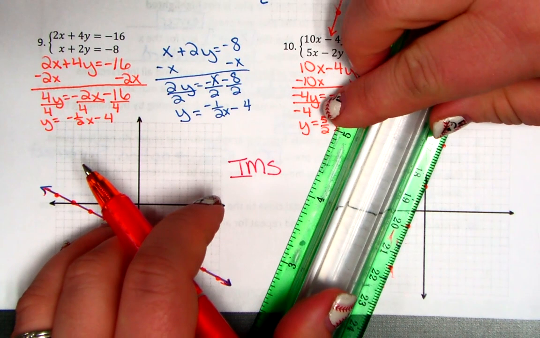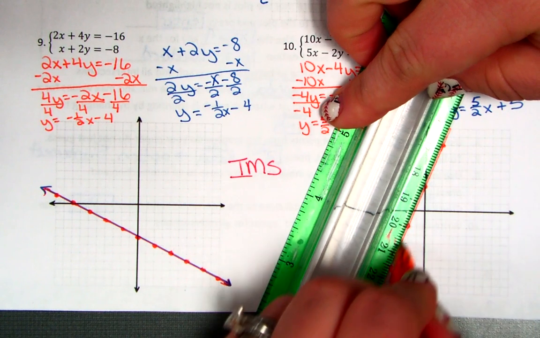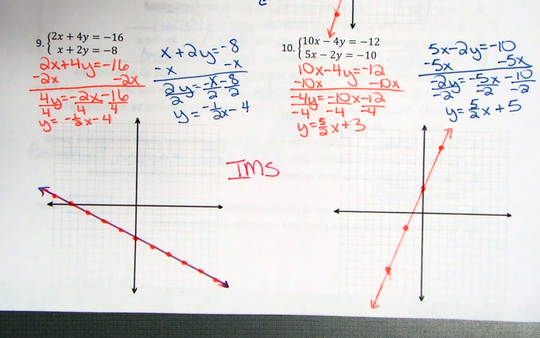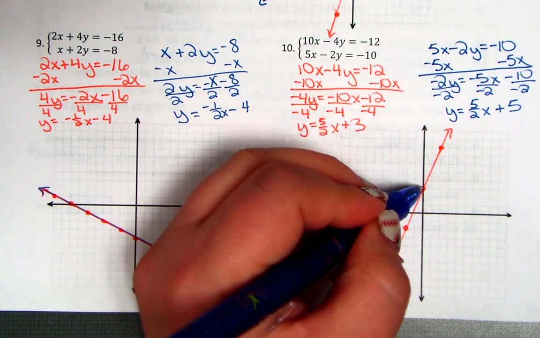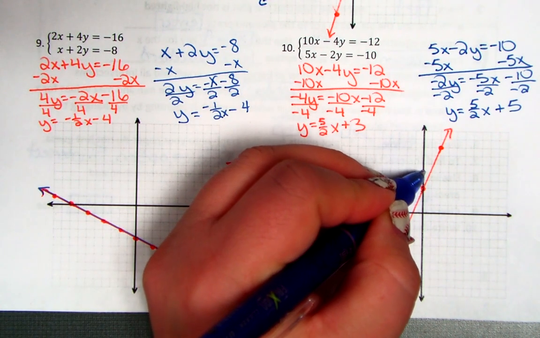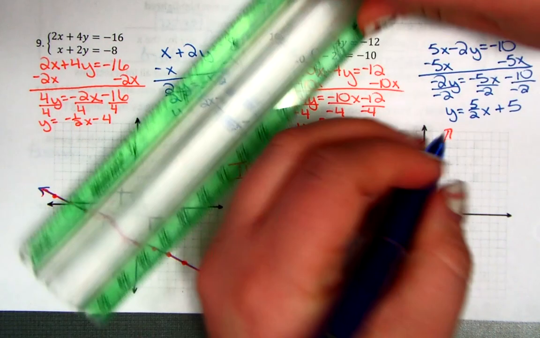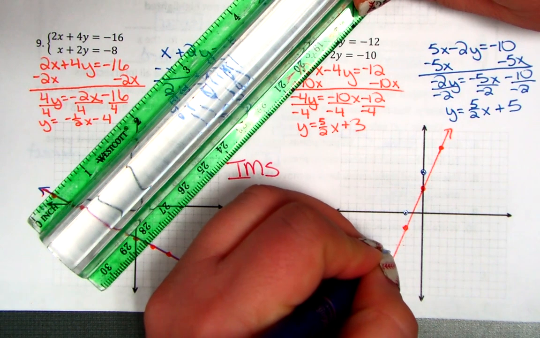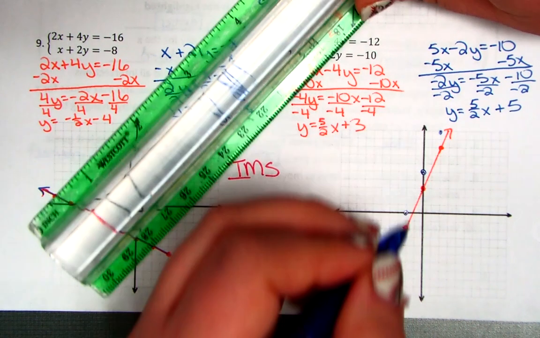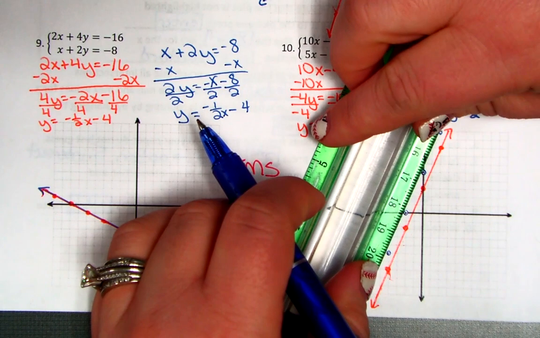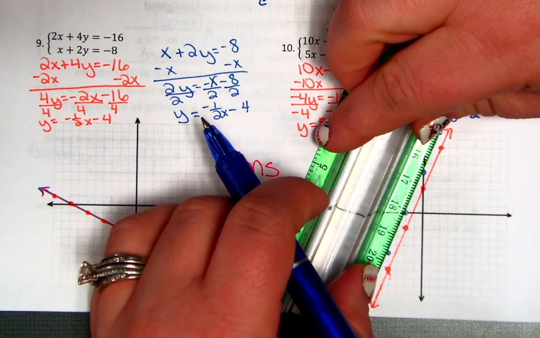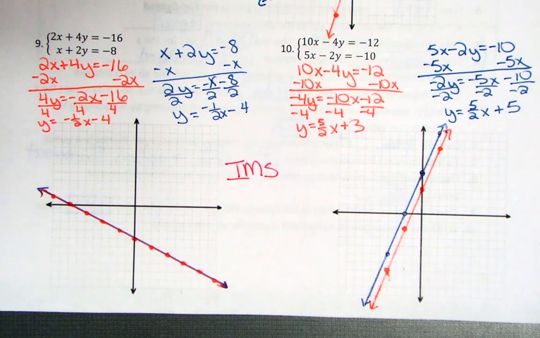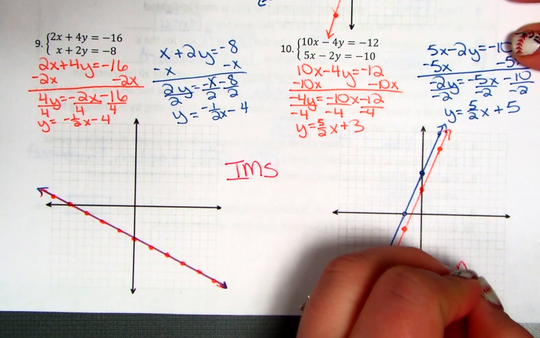Personally, I find that plotting with the slope and y-intercept is faster than the table, but we won't always have that option because we will be graphing lots of other different kinds of functions. So it's always a good idea to get a better handle on how to use that table function. And since they're parallel, we would say no solution.